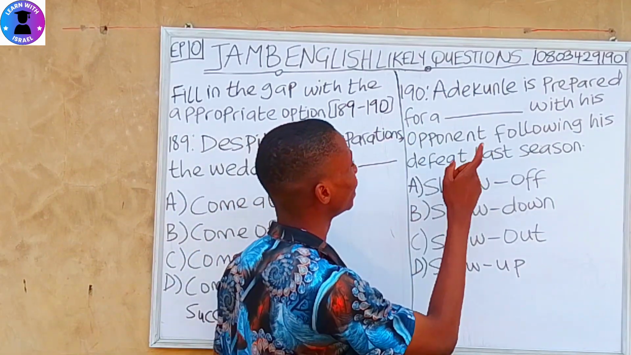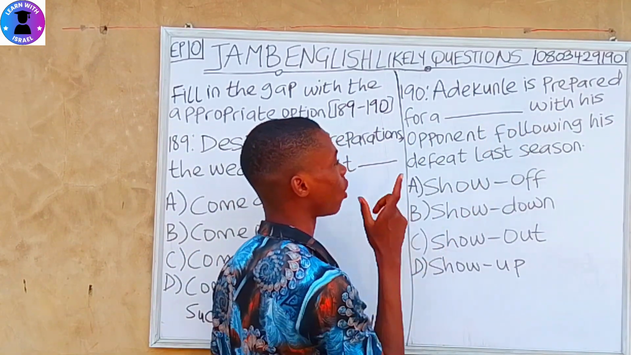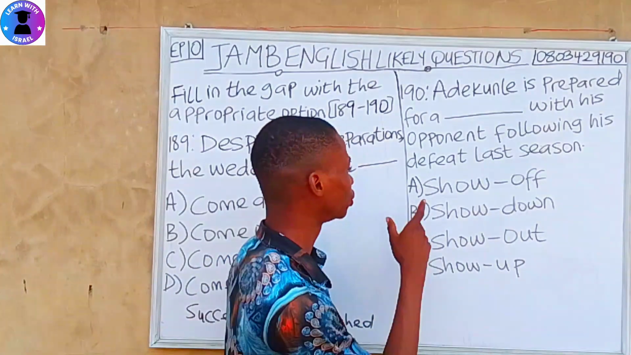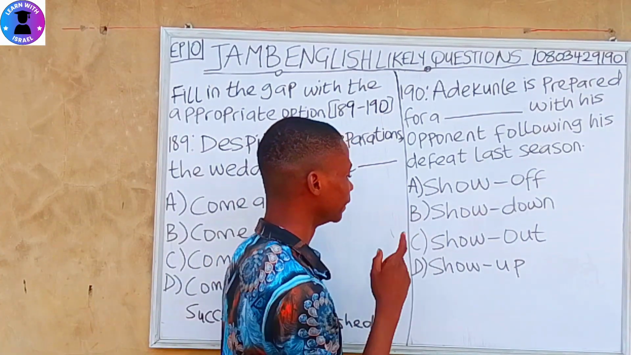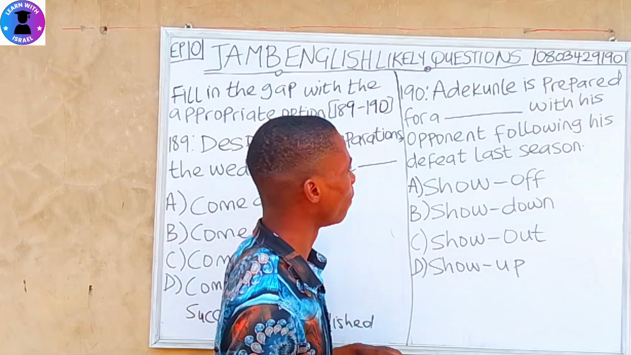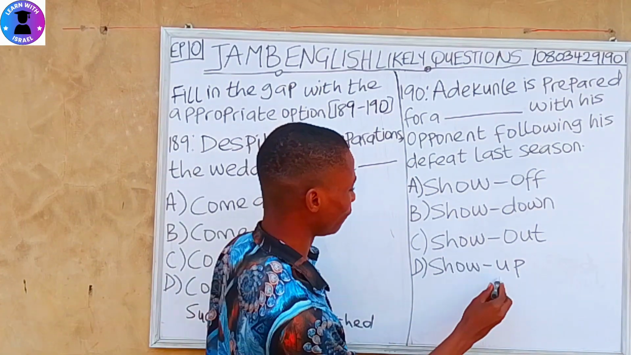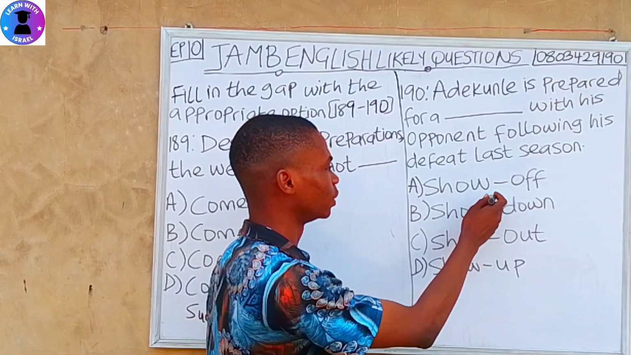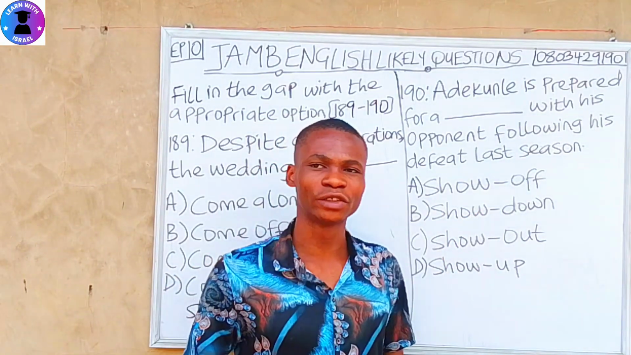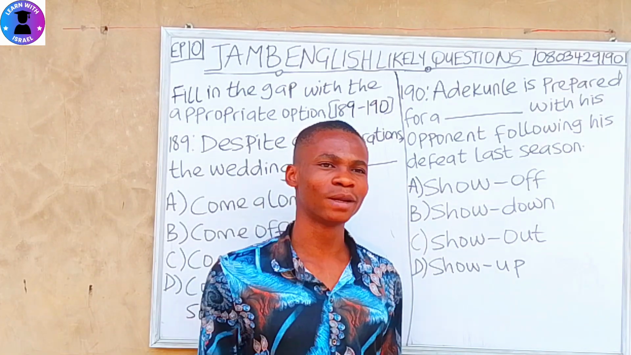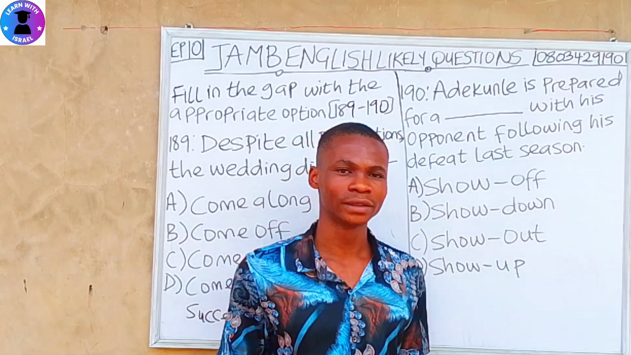Adekunle is prepared for a dash with his opponent following his defeat last season. A. Show off. B. Show down. C. Show out. D. Show up. The one that fits in is not show up. It's not show off. I know this is very common. Show off is to display your wealth, to display your money. That's show off.